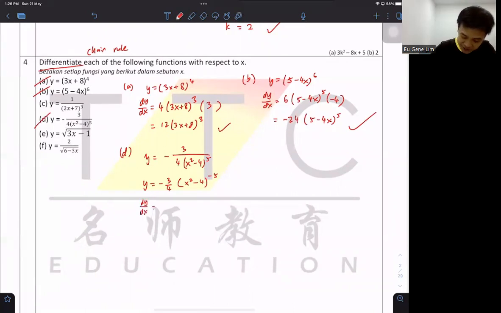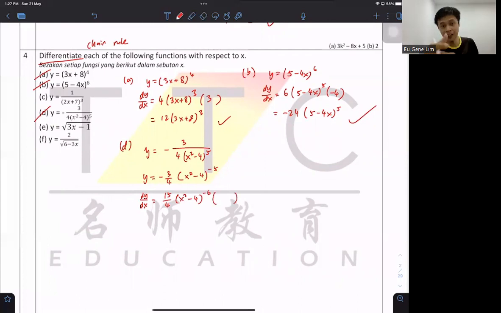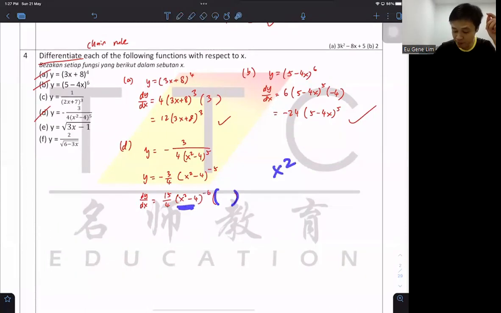So dy dx equals to power times in front, negative 5 times negative 3 over 4. So 15 over 4. Just press calculator. Then copy the same thing. Power minus 1, negative 5 minus 1 is negative 6. Then you add another bracket at the back. Go and differentiate the inside.